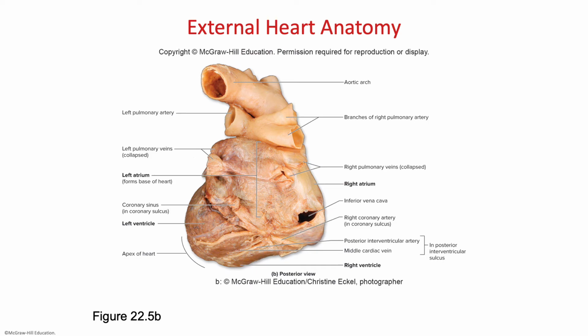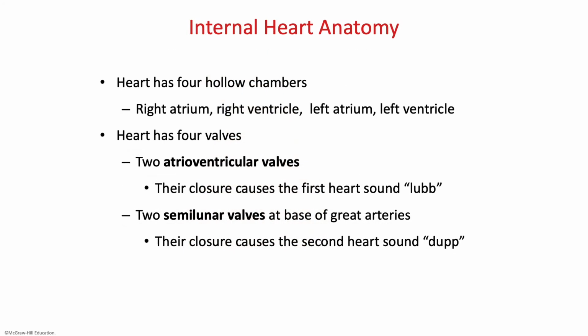Again, a cadaver view of the external heart anatomy. Then we'll look at internal heart anatomy. Again, the heart has 4 hollow chambers: right atrium, right ventricle, left atrium, left ventricle. Between those chambers and entering into the great vessels, we have 4 valves. And again, the valves help ensure that blood only flows in one direction.